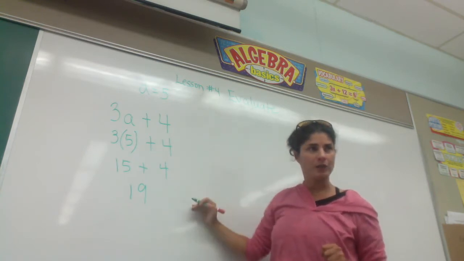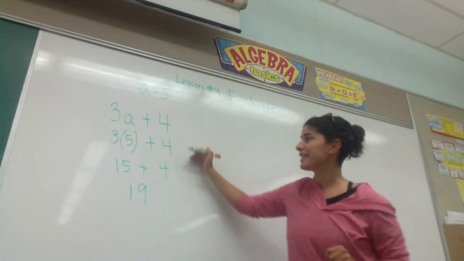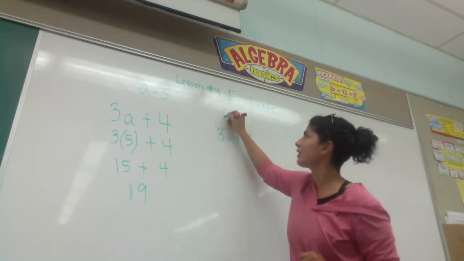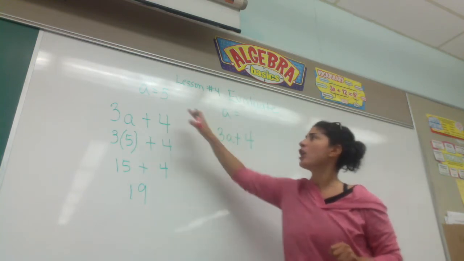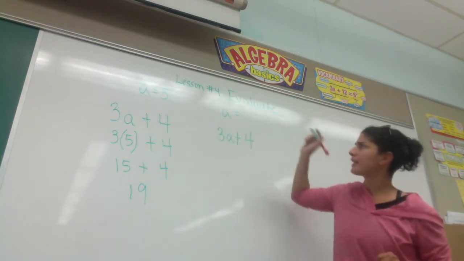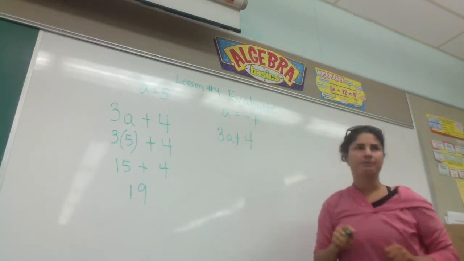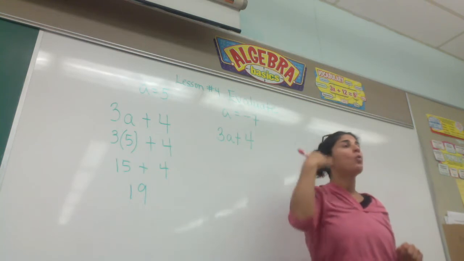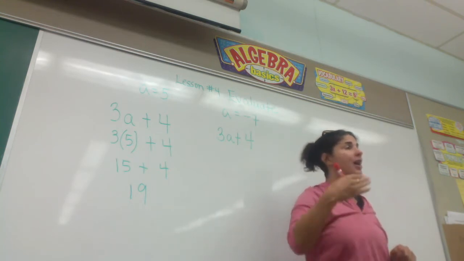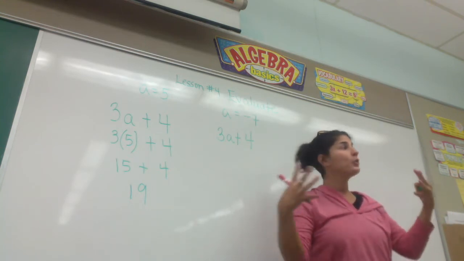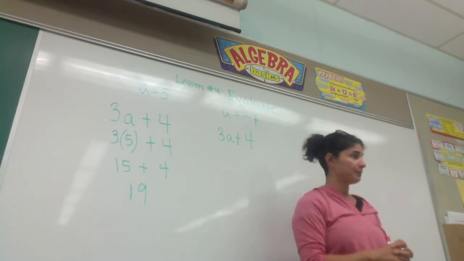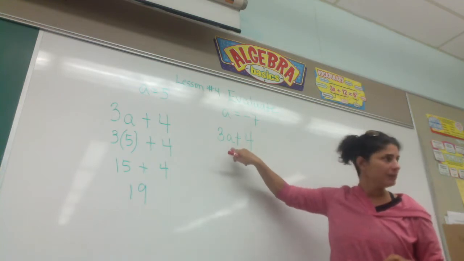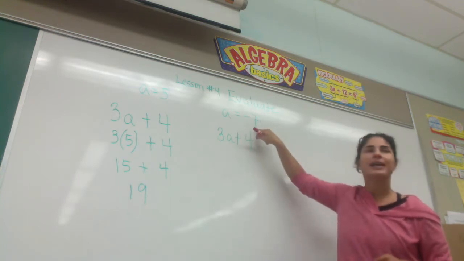Any questions? Now I can have the same question, 3a plus 4, and tell you that the value of a is not 5, but in this case, -7. So I have to tell you what the value of your variable is for you to find an answer. So in this question, the a has a value of -7.